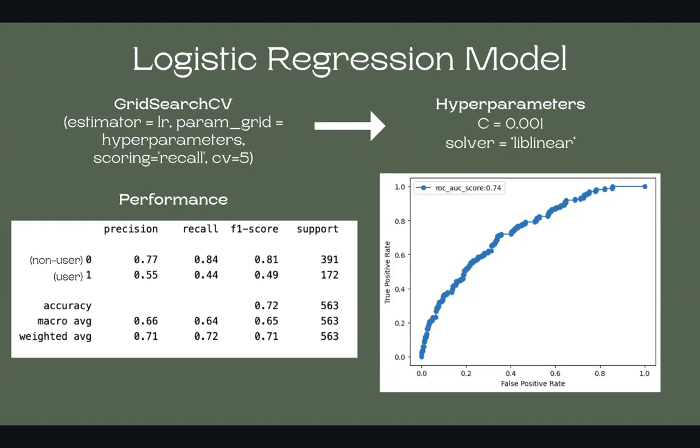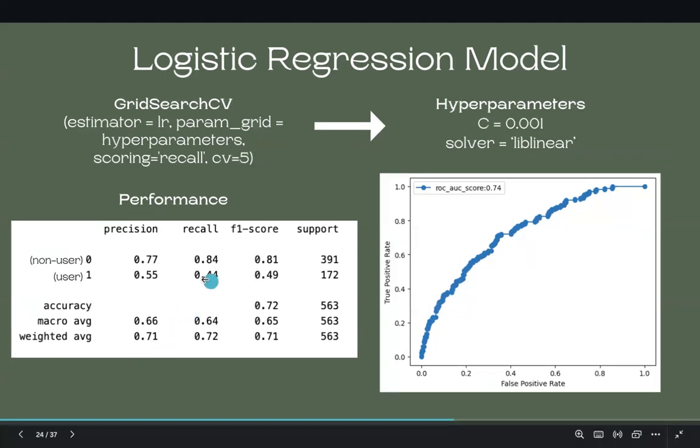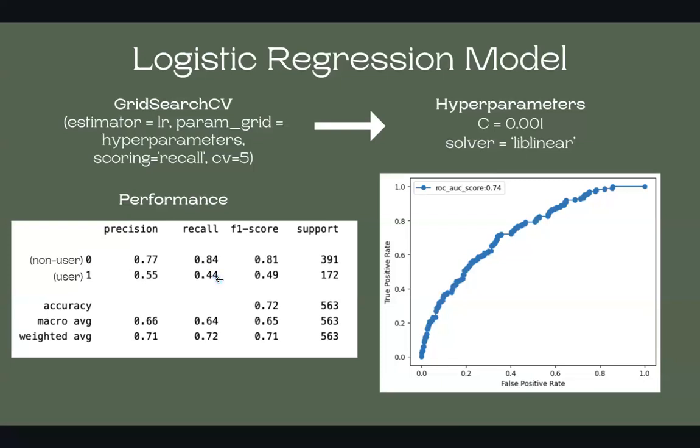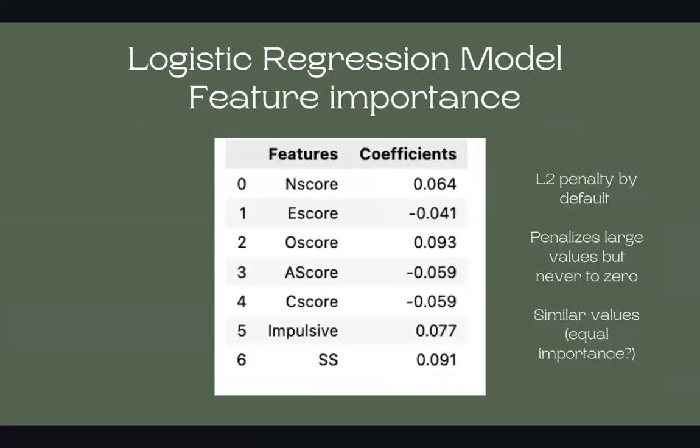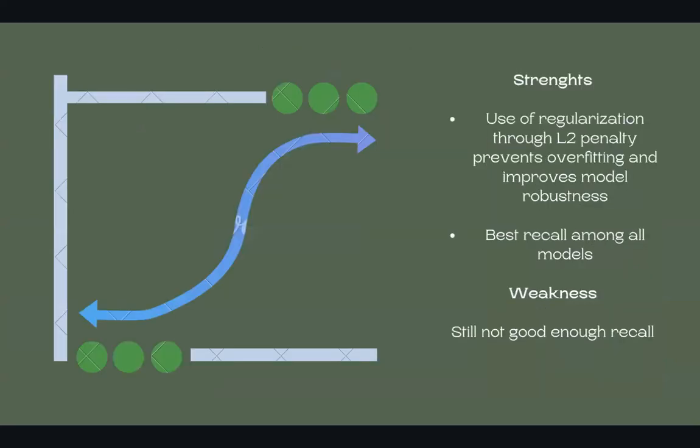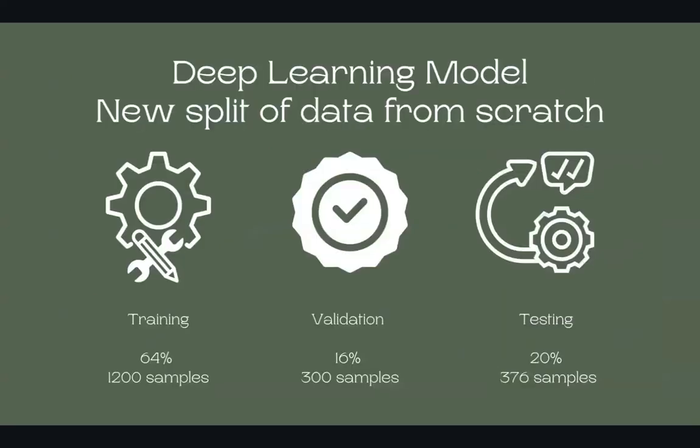With this one, I was able to obtain a higher recall for drug users than with previous models. For feature importance, the model uses an L2 penalty, and we can observe similar weights across all features, suggesting equal importance of all personality dimensions. A strength of using this model is that by incorporating regularization, we can prevent overfitting and improve model robustness, allowing me to obtain the best recall among all models. However, this was still an insufficient recall.